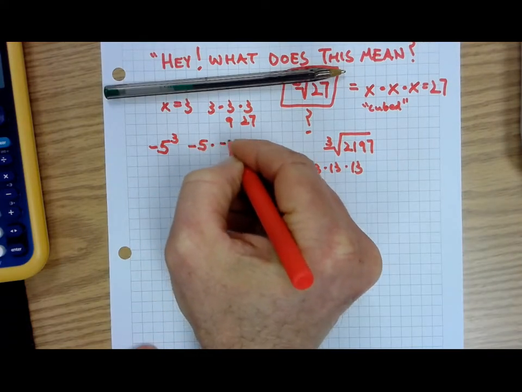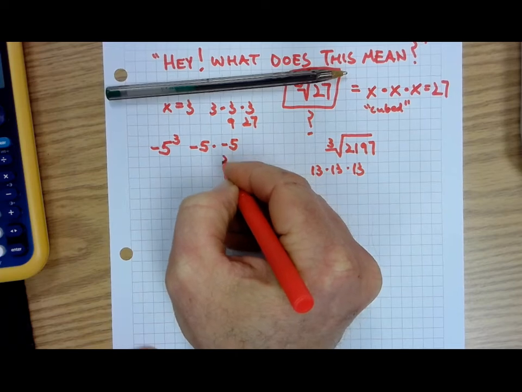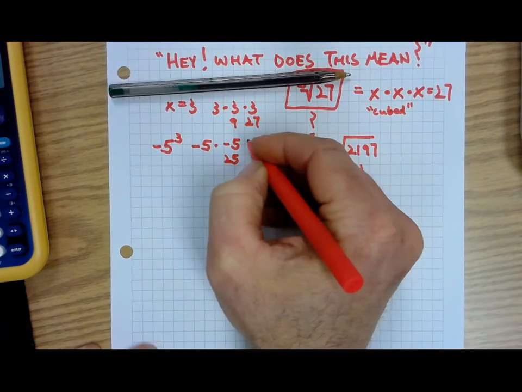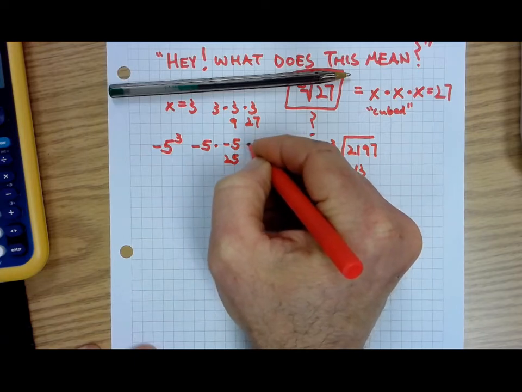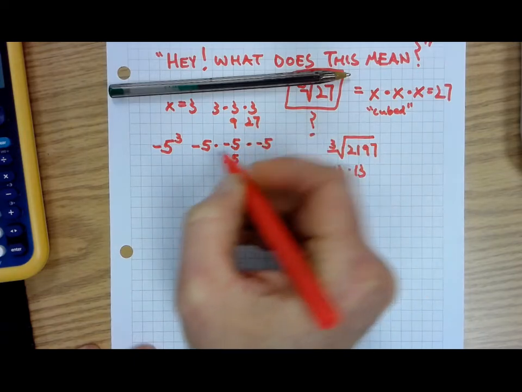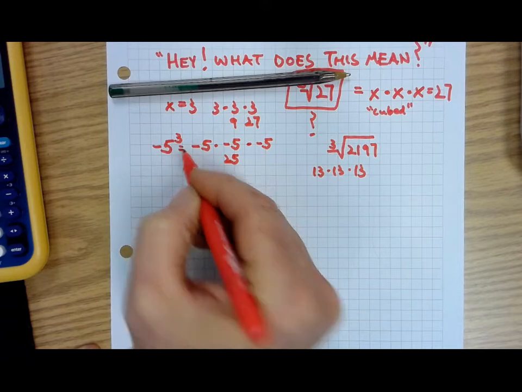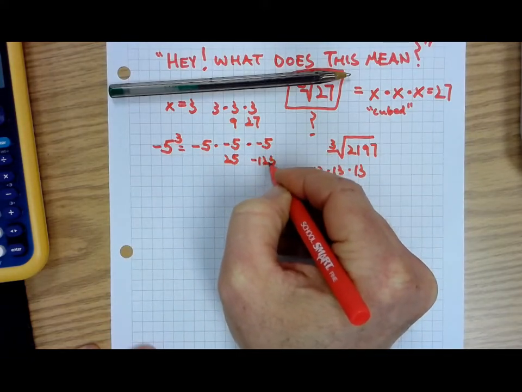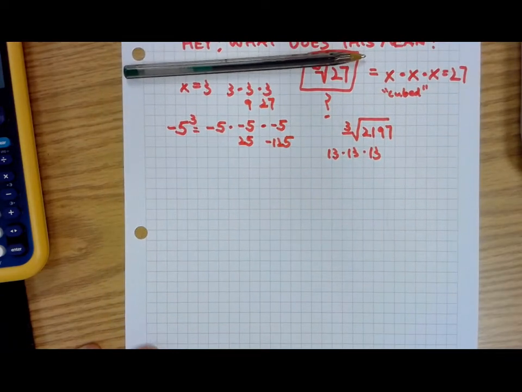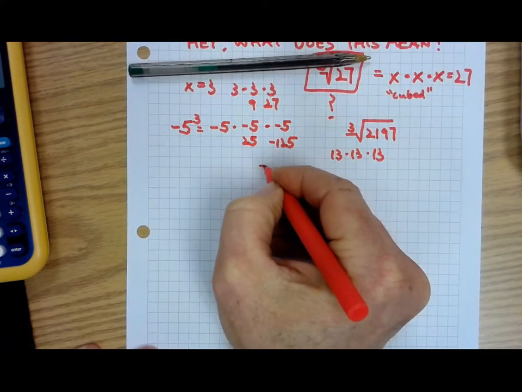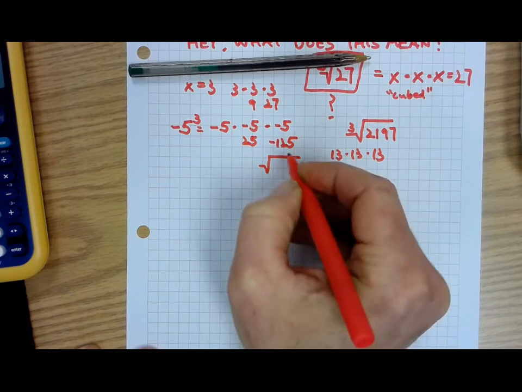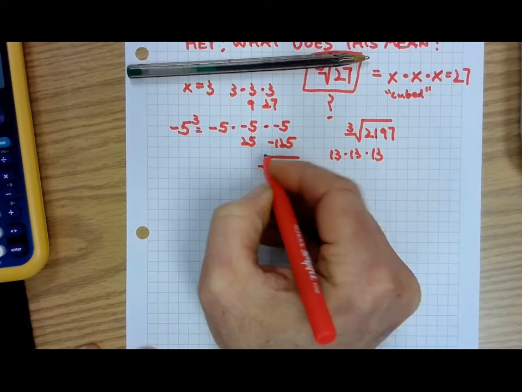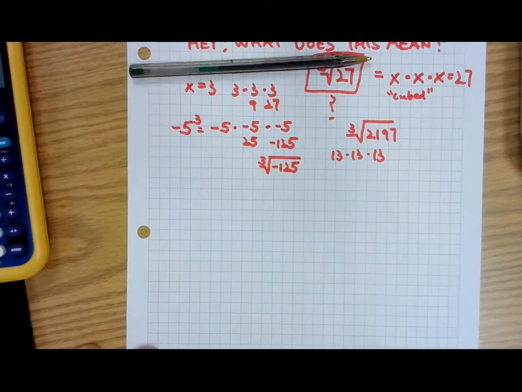-5 times -5, the sign flips over to positive because these have the same sign. Same sign is always positive, right? But then if I multiply it a 3rd time, which means I'm cubing it, then it flips it back to -125. So you can imagine a question like this. Draw the radical sign. I'm putting this -125 in there, and I'm putting the 3 out here.